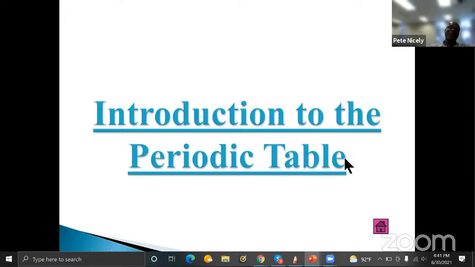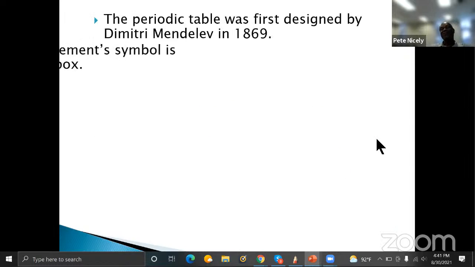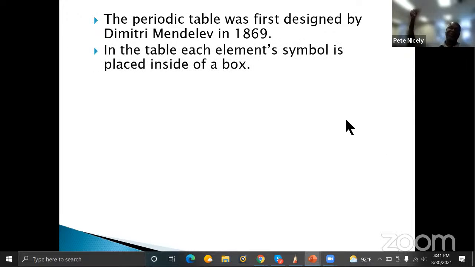Okay, so let's talk about the periodic table. Just some introductory stuff. We're going to talk about the periodic table later on, I think when we get to chapter 11 or 12, all right? But I'm just going to introduce some aspects of the periodic table.